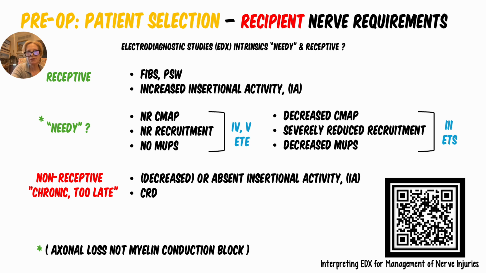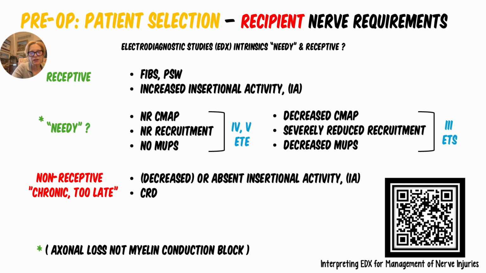So if you have a 4th or 5th degree injury where you would do an end-to-end repair, nerve graft, or nerve transfer, then we're going to look at the CMAP, and it's going to be NR, no response, recruitment on the EMG, NR, no response, and no MUPs on the EMG. By contrast, if we just have severely decreased CMAP or severely reduced recruitment, decreased MUPs, then that might be something that we would consider as a 3rd degree injury for an end-to-side nerve transfer.